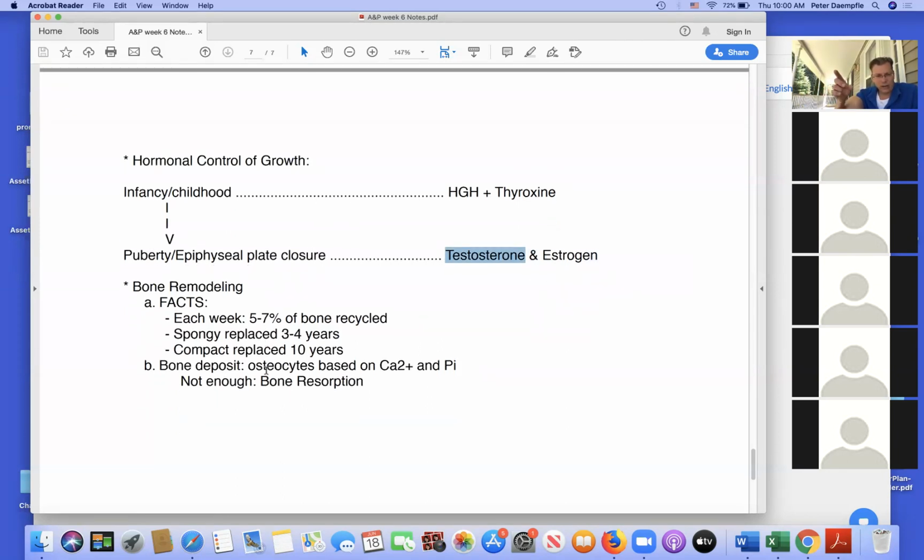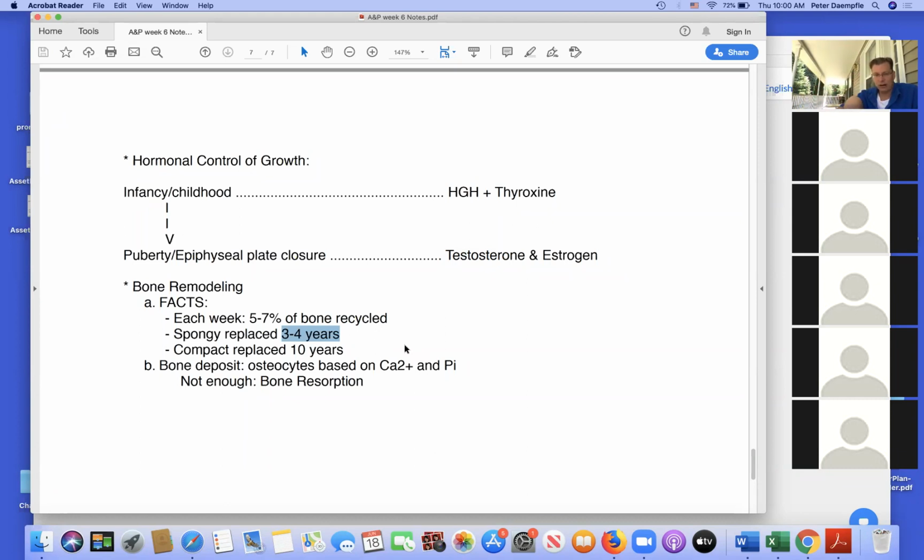Table talk. For dinner, you can discuss some of these facts. You replenish your bone 5 to 7% every week. Every week, the bone is recycled 5 to 7%, and you completely replace all of your spongy bone in 3 to 5 years, and you completely replace all of your compact bone every decade. I've been at Delhi almost 20 years. That means I have replaced my skeleton twice, if you really want to know.